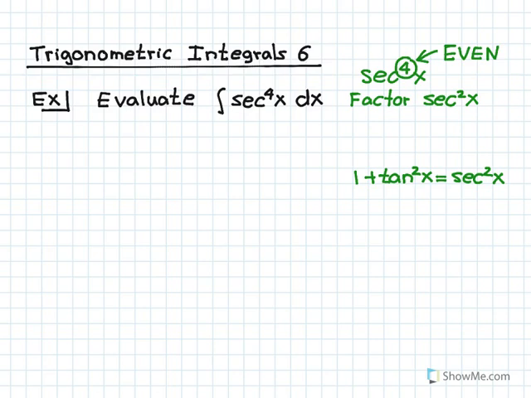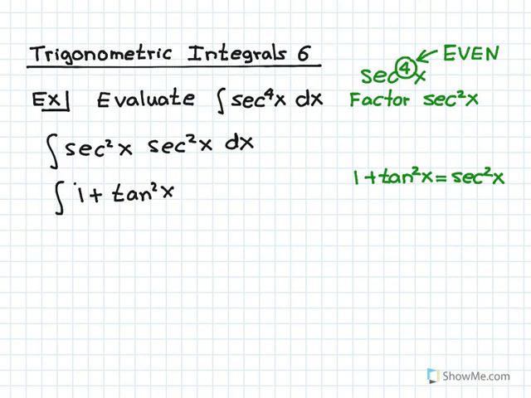So our strategy is going to be to factor out secant squared x and apply a trig identity and a U substitution. So what we have is the integral of secant squared x times secant squared x dx. Now let's apply the trig identity. Secant squared x is 1 plus tan squared x. And we save this factor, sec squared x dx, because U substitution will take care of that.